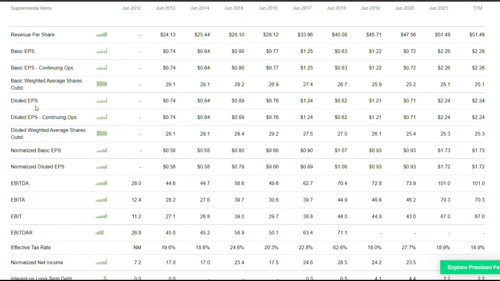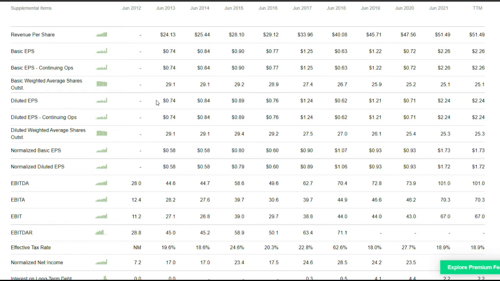Diluted earnings per share includes the preferred dividend stock. Let's say the company issued 100,000 preferred stocks, and what is the value of those if they are converted to common stock? That plus the common stock will give you the net amount of diluted earnings per share. So diluted earnings per share includes the preferred stock, the par values and all that.